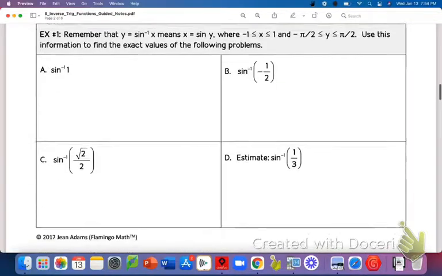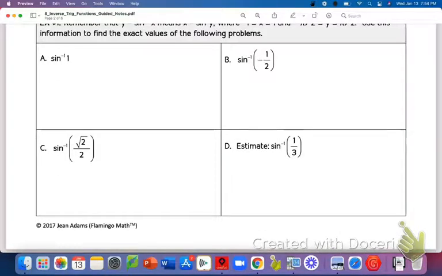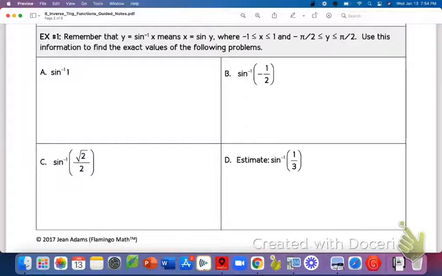Okay, so now we're going to do some evaluating. So remember that y equals inverse sine of x means x equals sine of y, where x needs to be between -1 and 1, and your y needs to be between negative half a pi and half a pi. So we're going to use this information to find the exact values of the following problems. Okay, so keeping in mind, my output needs to be between that.